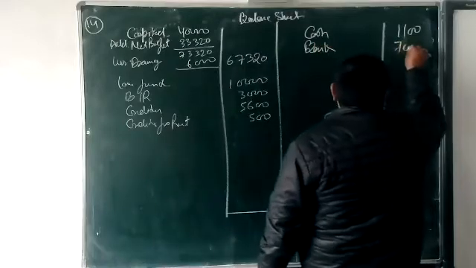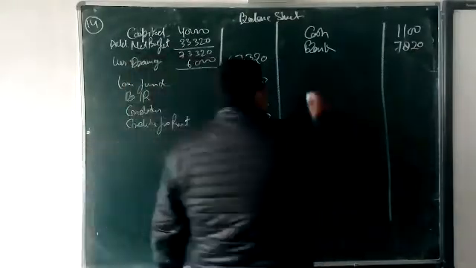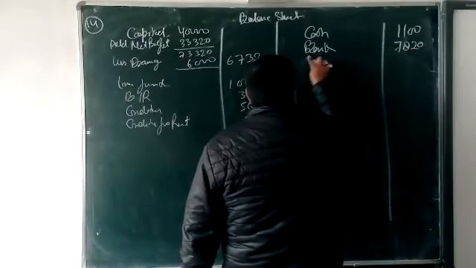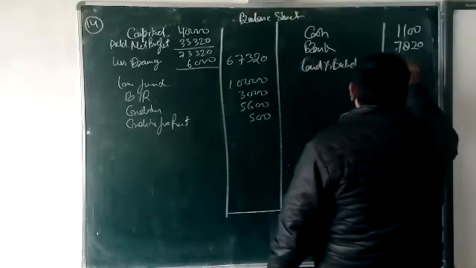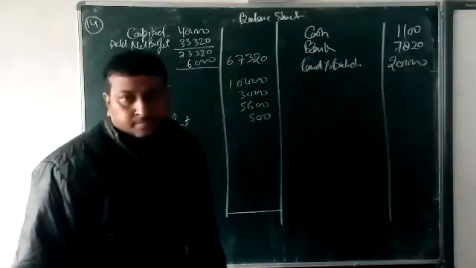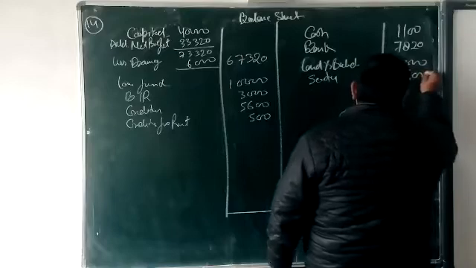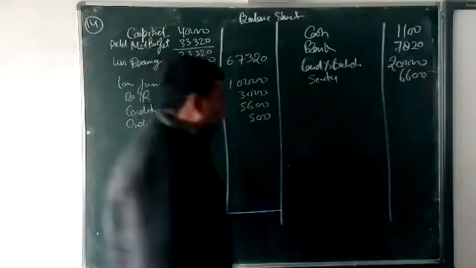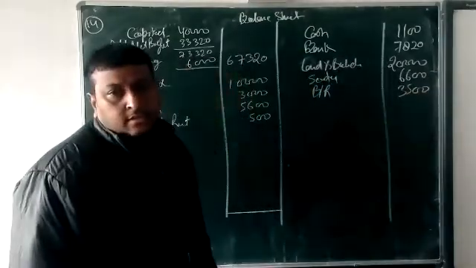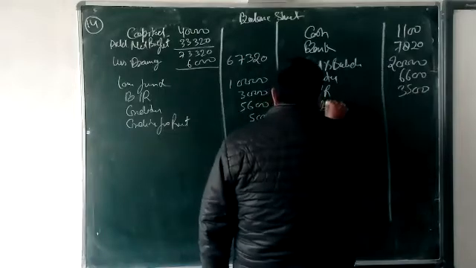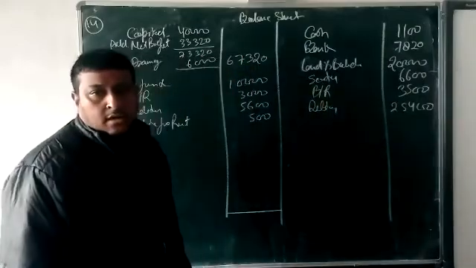Next. Bank balance 7,820. Okay, next. Discount allowed, ignore. Land and building 20,000. Okay, next. Scooter 6,600. Next. Bills receivable 3,500. Next. Sundry debtors 25,400. Next. So that's it.